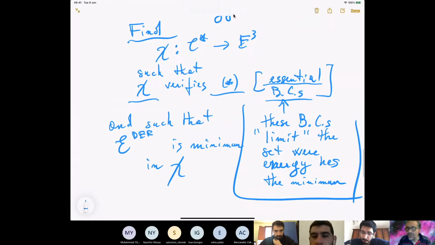in chi. So in order to remember that we are looking for a specific placement and to keep chi as a variable in the domain where the deformation energy is defined, we can call it chi 0. So find a specific chi 0 such that chi 0 verifies the boundary condition and such that EDEF is minimum in chi 0. Okay?